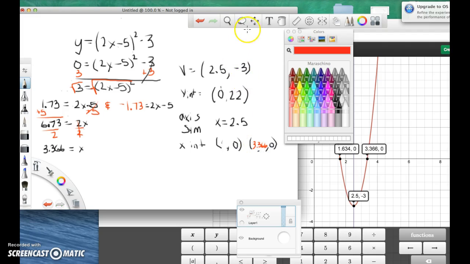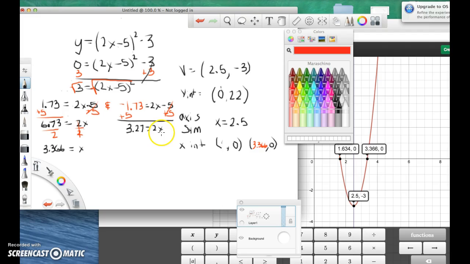3.366. Okay, and the other intercept will be the other part of the equation. So then you gotta do it. I'm going to add 5 to both sides. That cancels out. So this is 5 minus 1.73. That'll be 3.27 equals 2x.